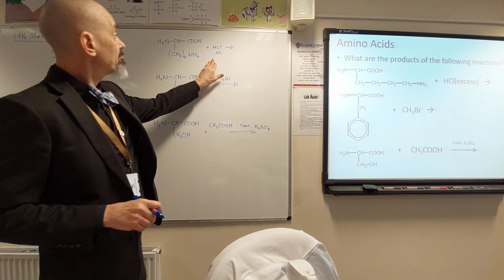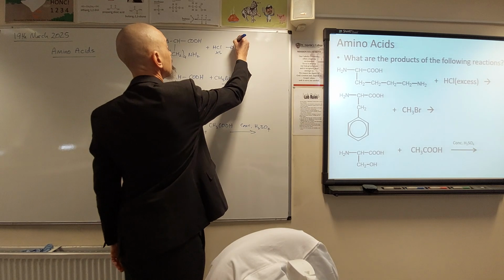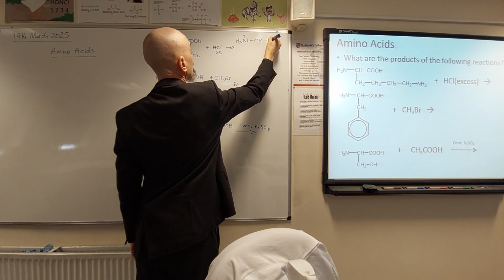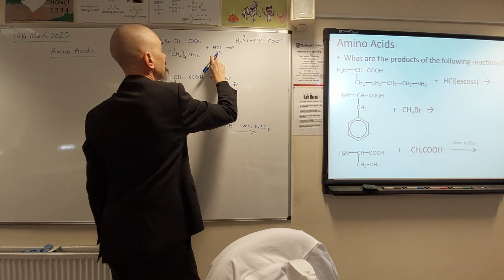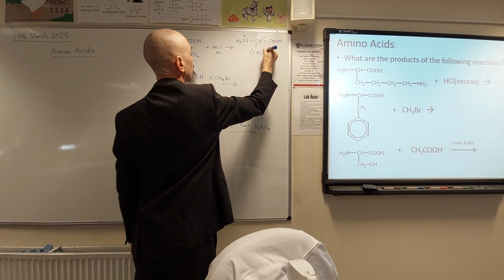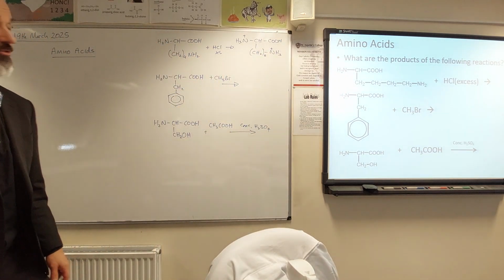So this first one, we've got HCl, which is going to react with the amine to make N+. But again, the HCl is in excess, so that is also going to protonate the other nitrogen in the R group.